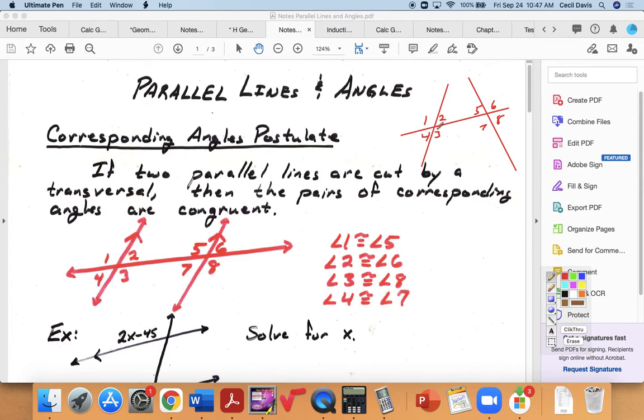Right? If I slide this over, angle 1 and angle 5 are still corresponding angles. But are they going to be congruent? No, there's no relationship between them at all. So this relationship is only true if the lines are parallel. The corresponding angles are congruent only if the lines are parallel. Okay?